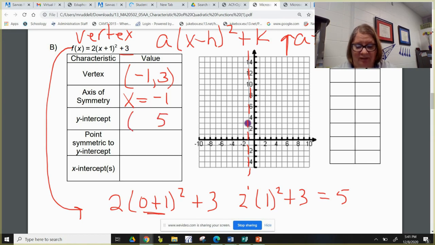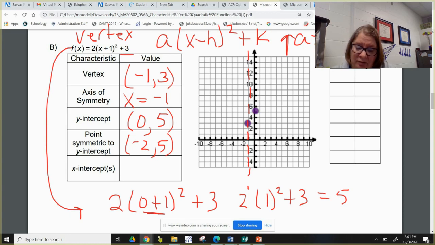If the y-intercept is 5, the x-coordinate is always 0. So let's put that in, 0, 5. No, sorry, not the y-axis. Y-intercept. Can't talk today. Okay, point symmetric to the y-intercept. How far is that y-intercept from the axis of symmetry? It's 1 unit, so go 1 the other way. And this is negative 2, 5. This one's also a little bit easier to find from the calculator.